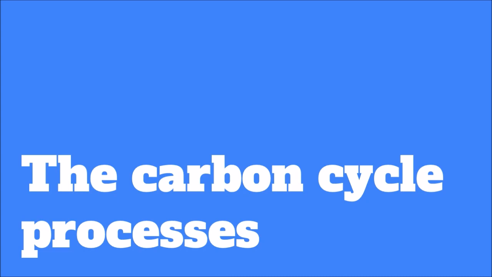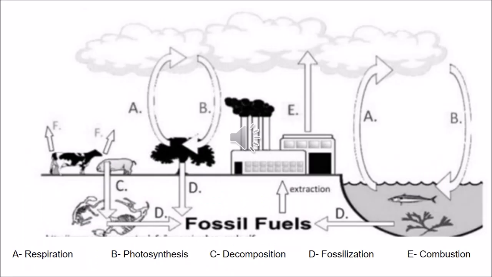The carbon cycle processes. As represented within the diagram, A is showing respiration, B is showing photosynthesis, C is showing decomposition, D is showing fossilization, and E is showing combustion. Respiration, photosynthesis, decomposition, fossilization.